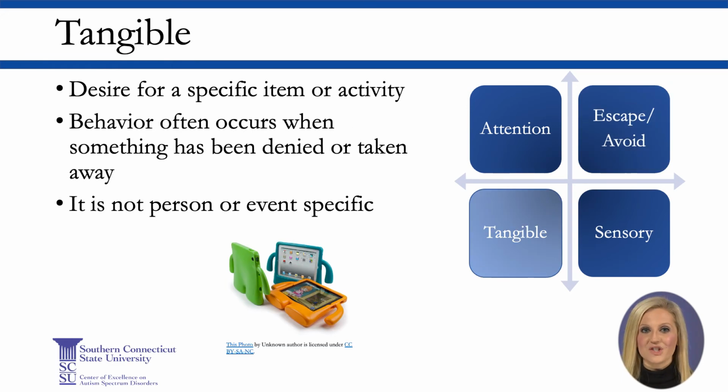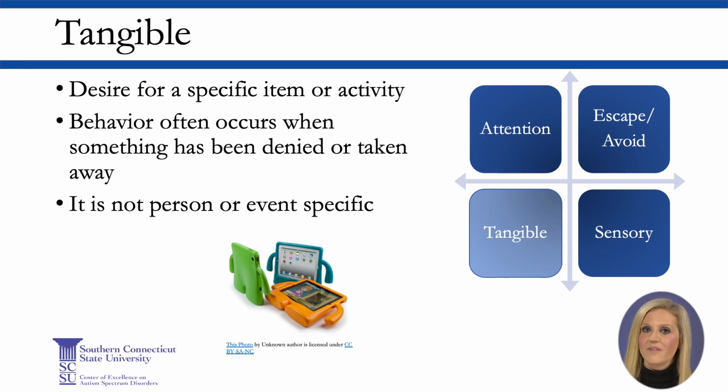Next, we have access to tangible items or access for a specific item or activity. So behavior that is maintained by access to a tangible item occurs most often when an item or an activity has either been denied to the person or has been taken away. One common example of this that I see in my work with individuals with autism spectrum disorder is a school team may say that they don't provide an iPad during the day or they limit access to an iPad because a student or an individual has a very difficult time giving it back or turning it in when the time to end the iPad occurs.